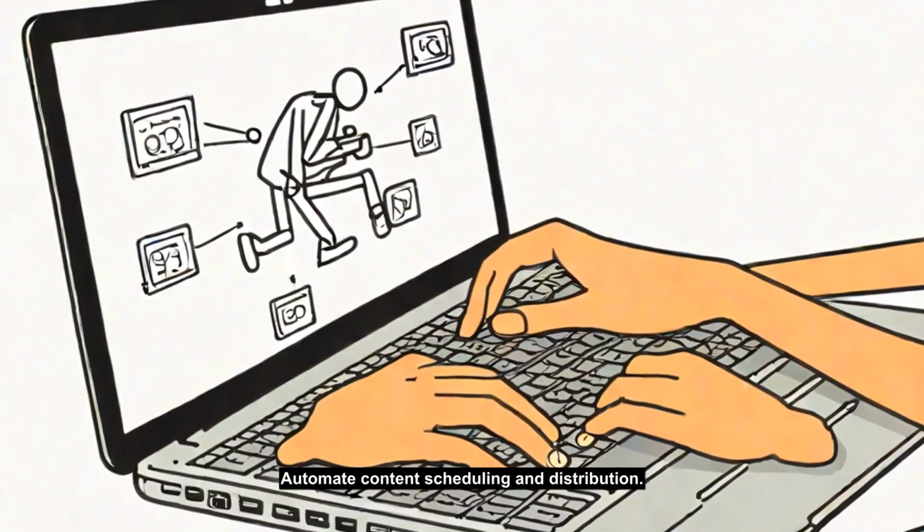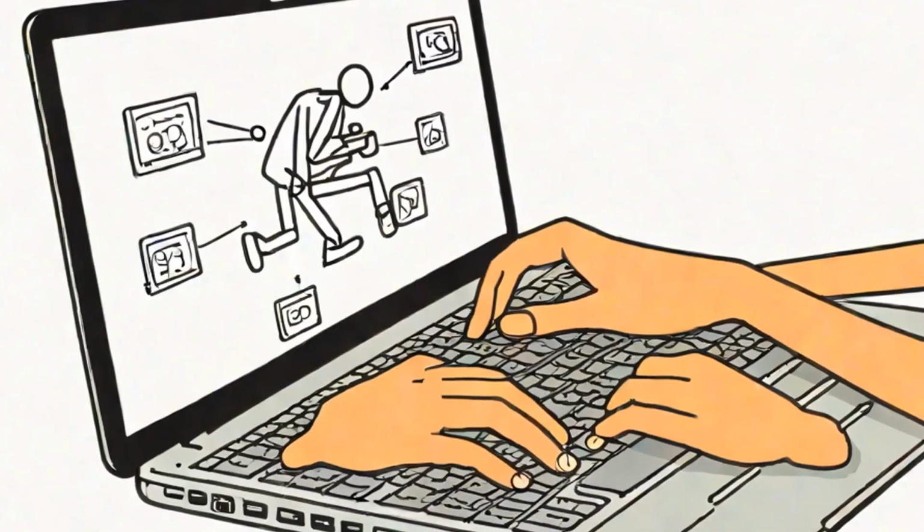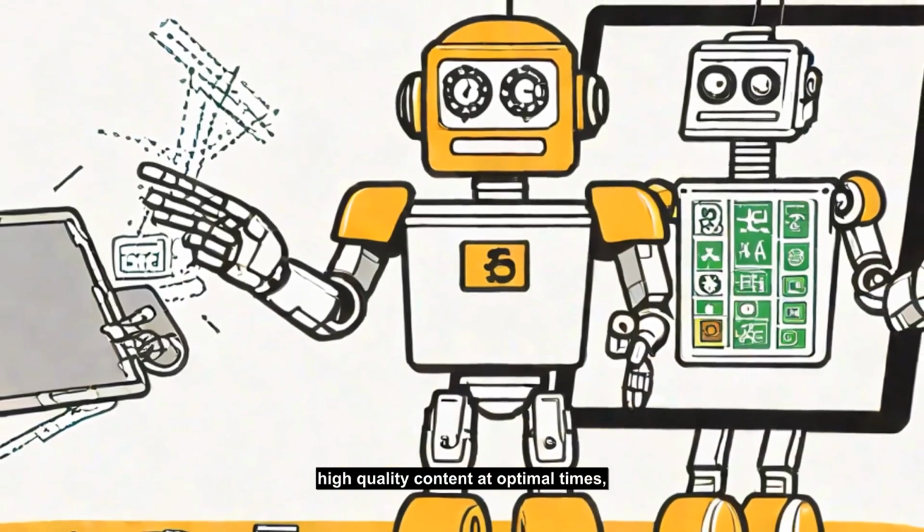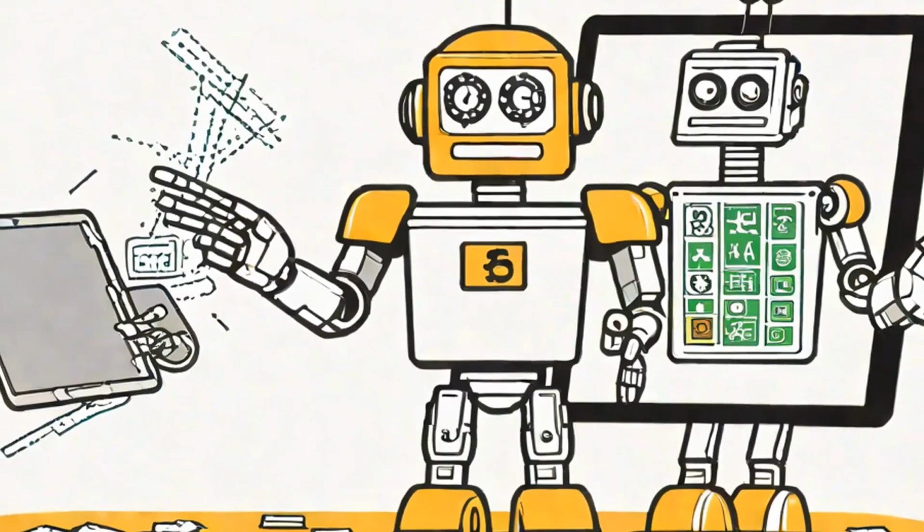Step 2. Automate content scheduling and distribution. Use Buffer's free plan, $0 per month, to schedule social media posts. Integrate it with Canva, free version available, for image creation. Set up a routine of posting high-quality content at optimal times, increasing your reach and engagement.